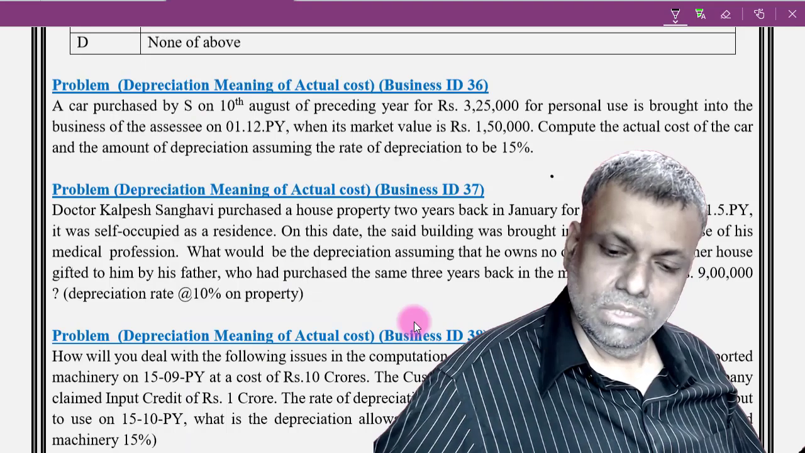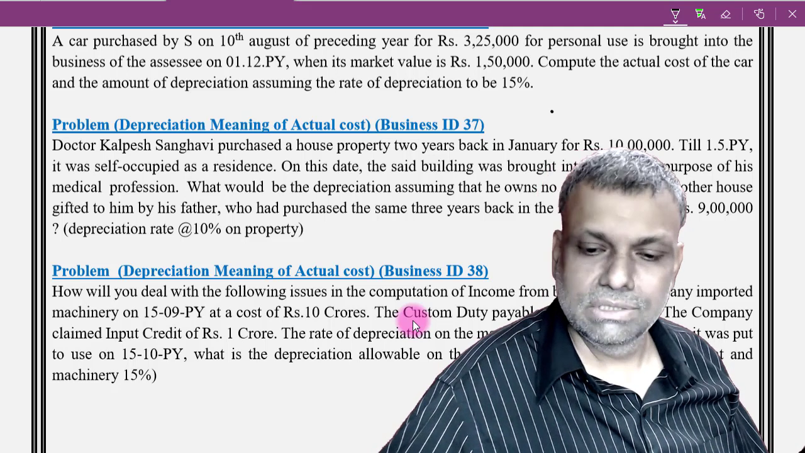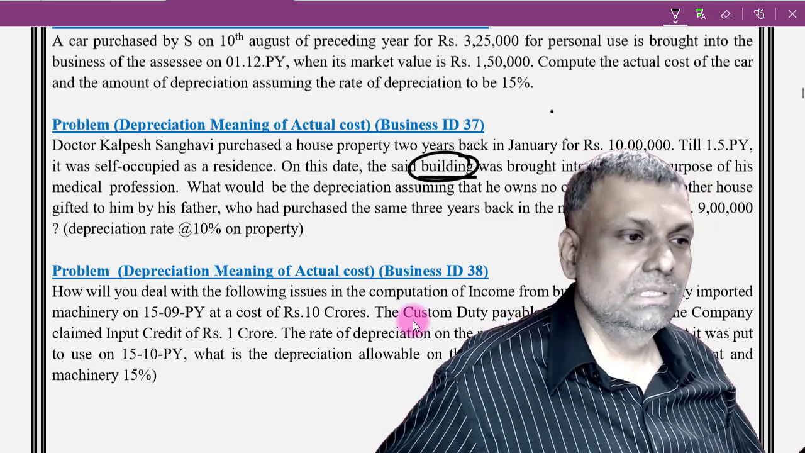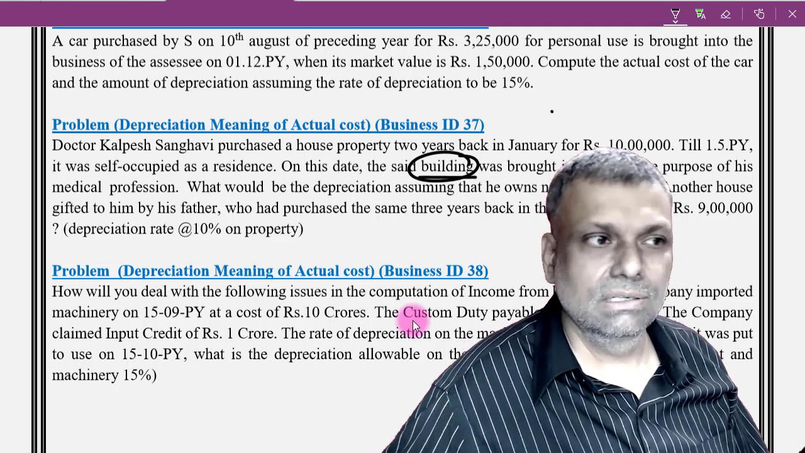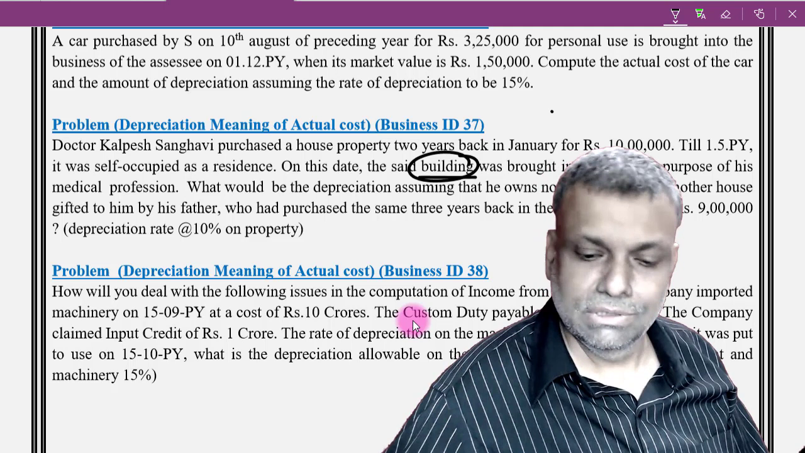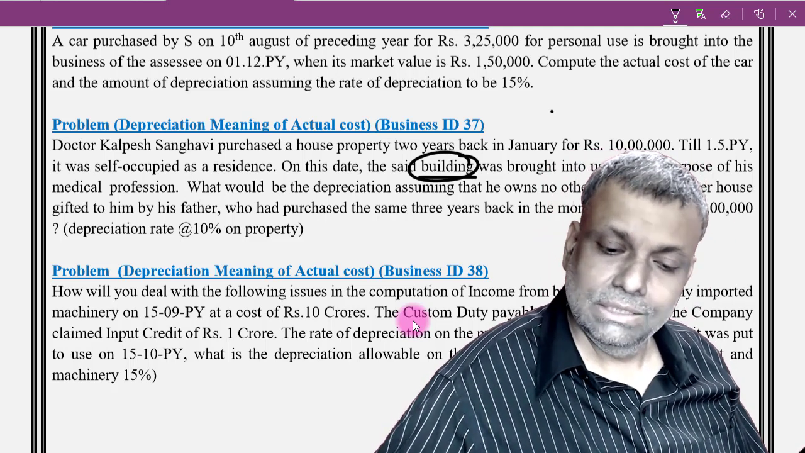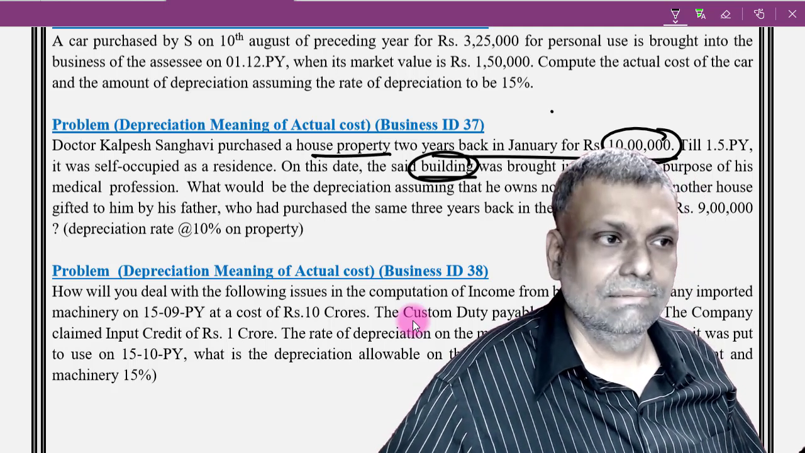Now come to this question number 37. Here also, same concept as our previous question, but now it is definitely the building by itself. Since it is already a building, you can consider the same explanation, which is Explanation 5 to Section 43(1). Now, this person has purchased a house 2 years back on January for rupees 10 lakhs.